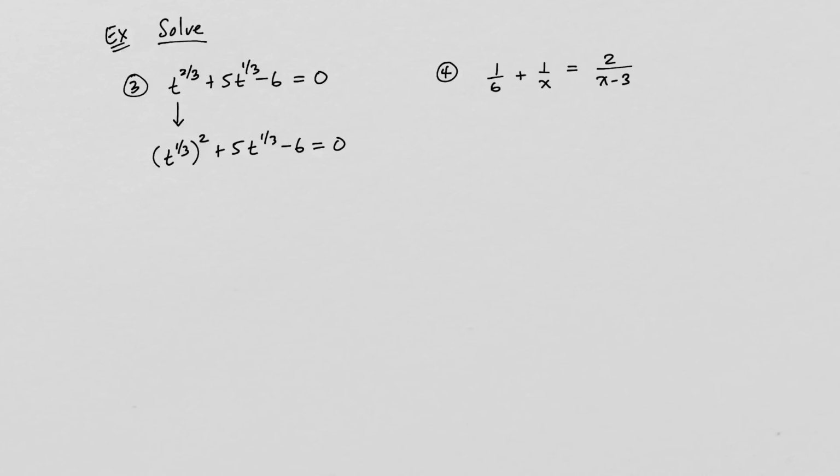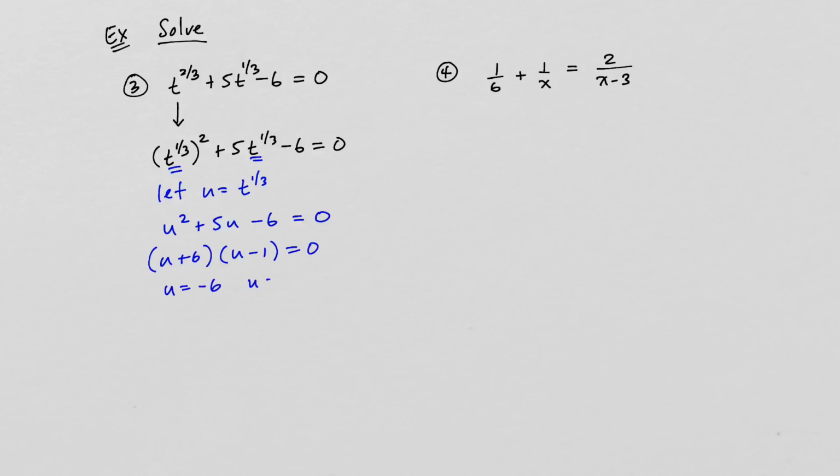And so from here, we can do the same technique. We can let u be equal to t to the 1/3. And so u is going to replace each of those, which gives us u squared plus 5u minus 6 equals 0. And we can solve this by factoring. And when we do, we end up getting u equals -6 and u equals +1.